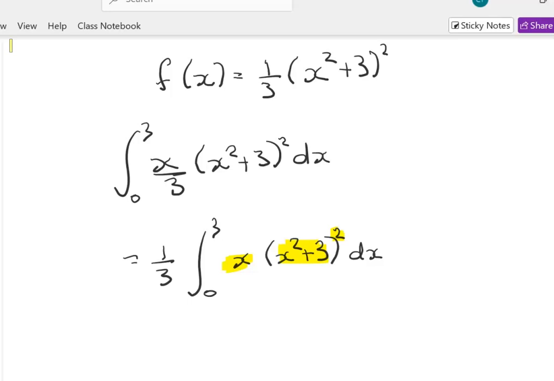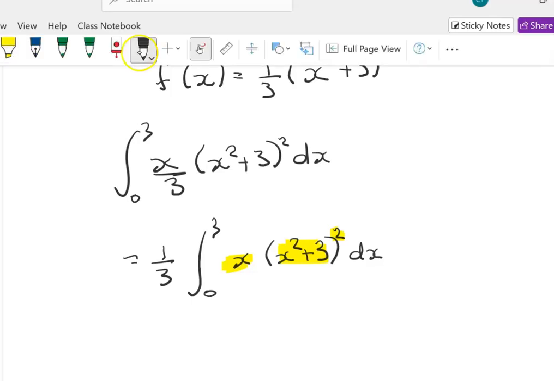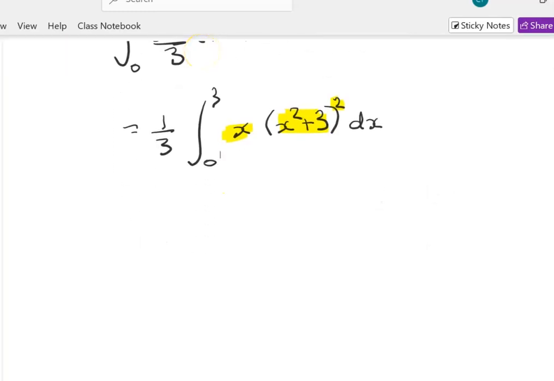But I have done it using substitution at the very end of this video, if you did it that way and you want to have a look. It's actually pretty quick doing substitution. So it's kind of up to you what you prefer.